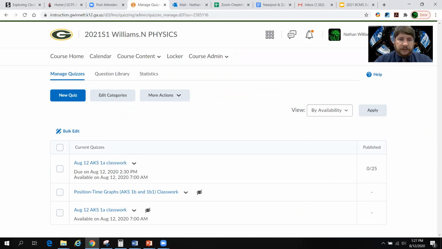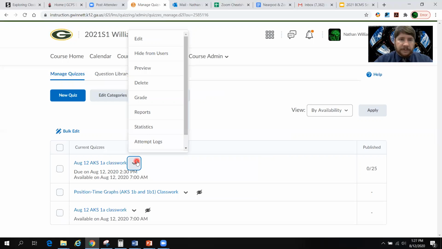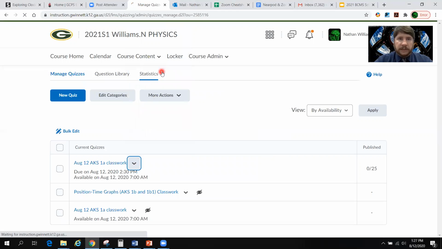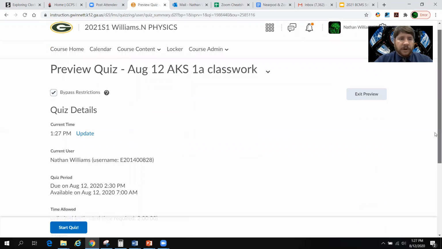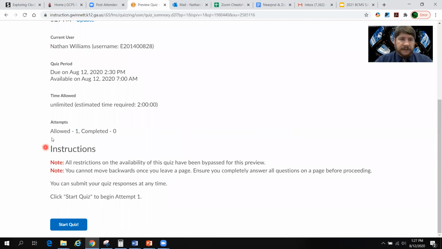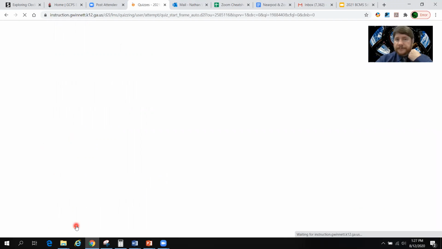Now for you, this looks a little different. Like these 2 right now are hidden from view for you. You should only see this one, but this is my teacher view. And I'm going to go to preview, which again, you won't really need to do. I don't think you even have the option. But one other thing that will change, you'll notice that the attempts allowed are 1. I'm going to change that so that you can have 2 attempts. I'm going to do start quiz.